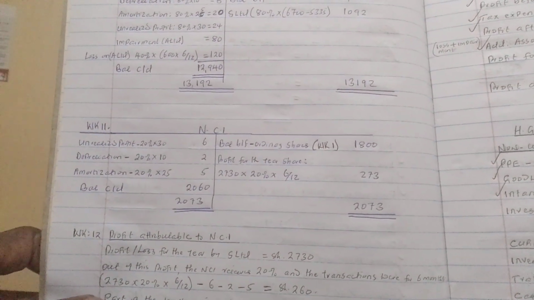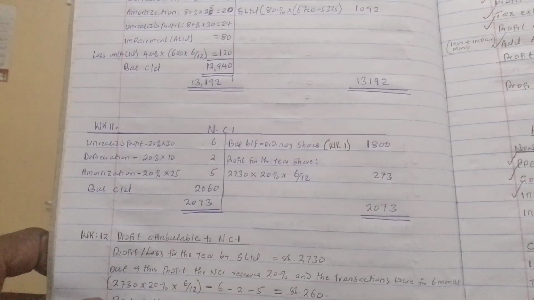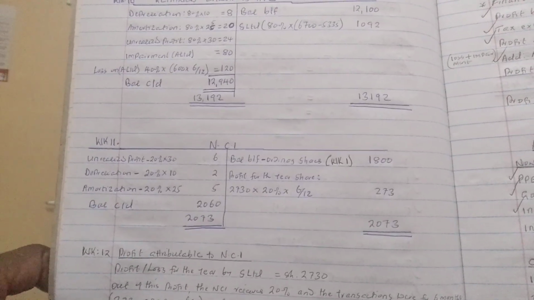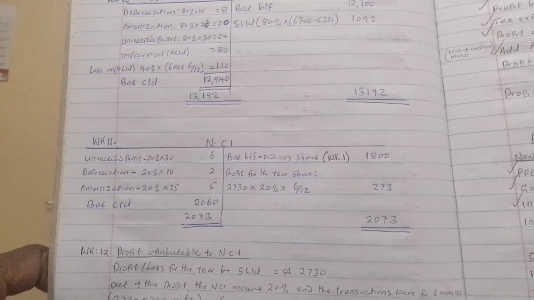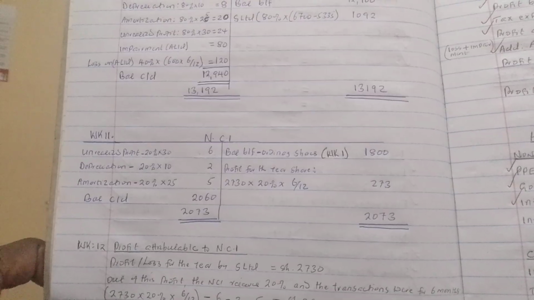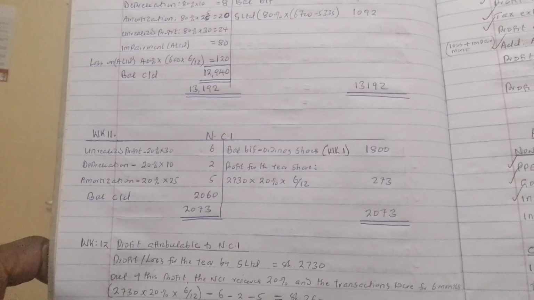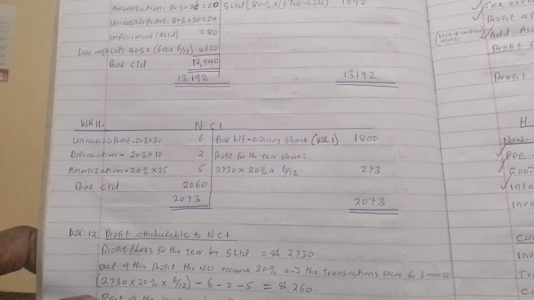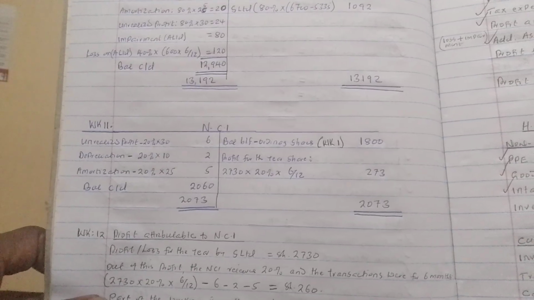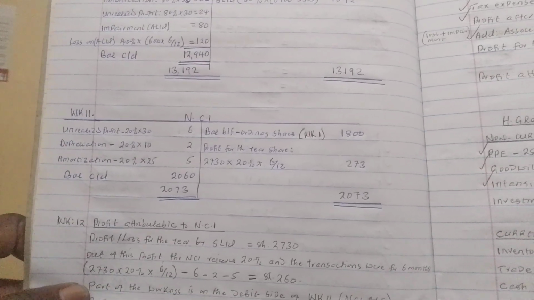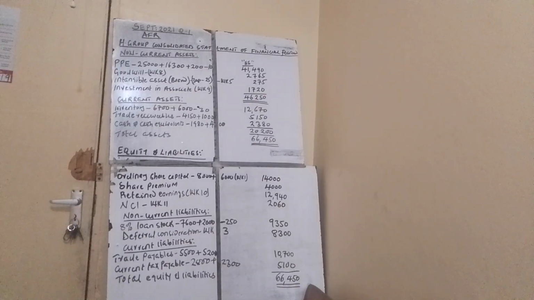On the debit side, the unrealized profit of 30, you take 20% of that. Depreciation 10, you take 20% of that. Amortization was 25, 20% of that. Then the balance carried down 2,070. Okay, I think we are through with that.